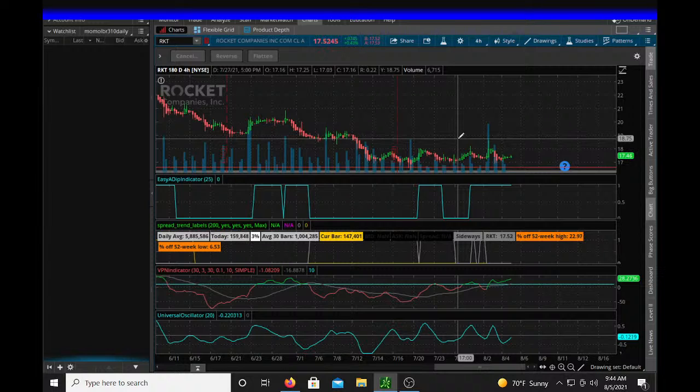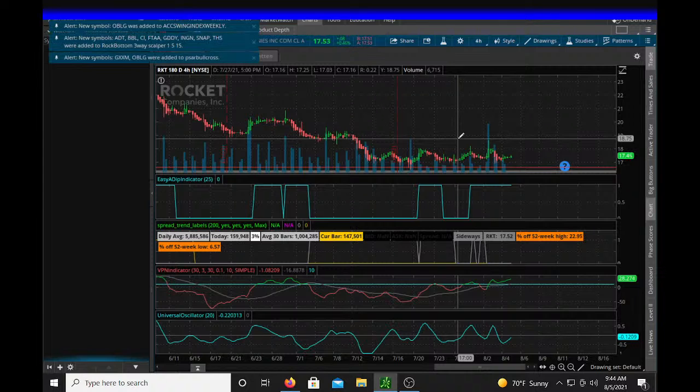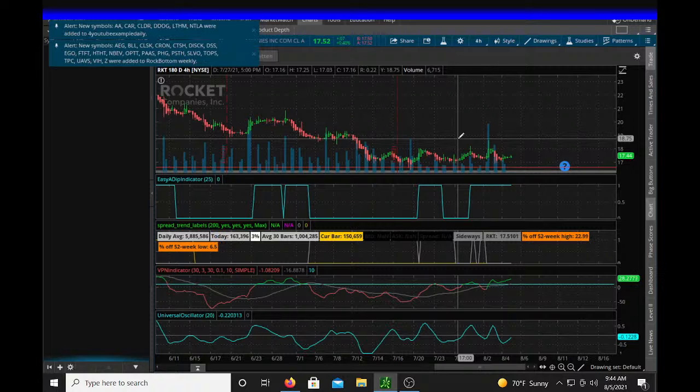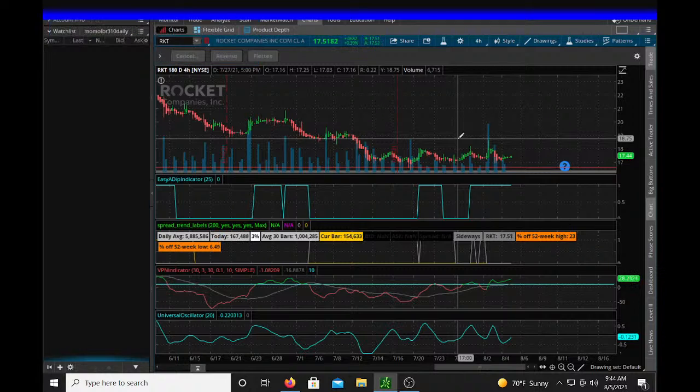Let's see. So let's say 4 hour plus time frame. And then do a MACD divergence video. Divergence, convergence.